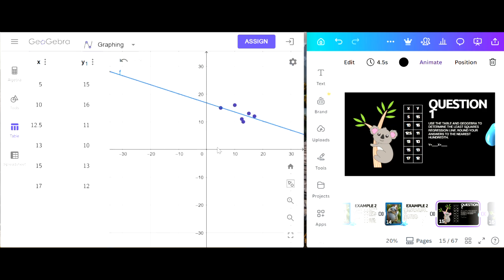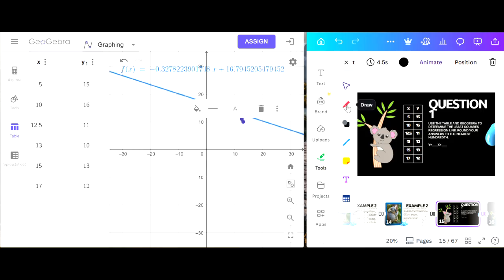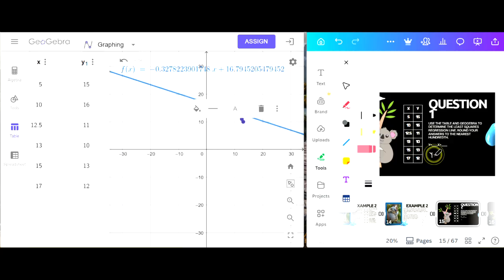There it is. Okay, we're going to click on the line. Click on the line. There we go. 2 A's, show value, and there's our formula. So it wants us to round to the nearest hundredth. So that means that our formula is going to be y equals, I'm going to write it down here because I'm not going to fit it in there.